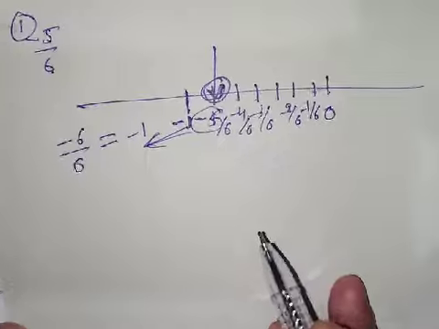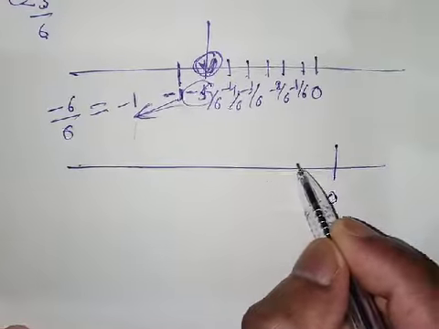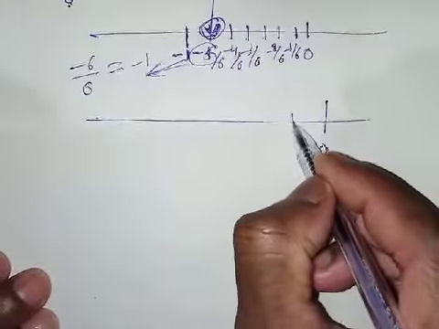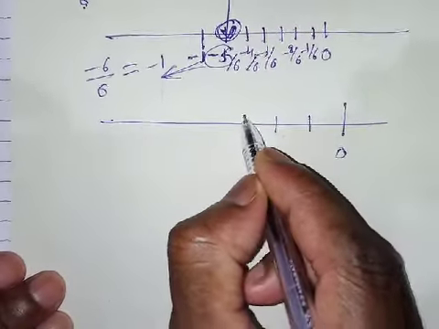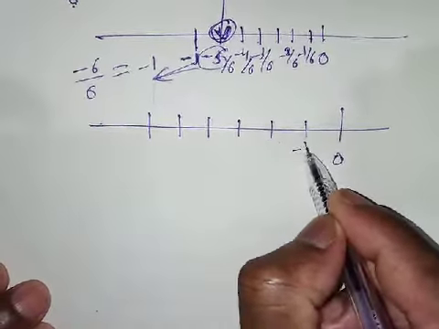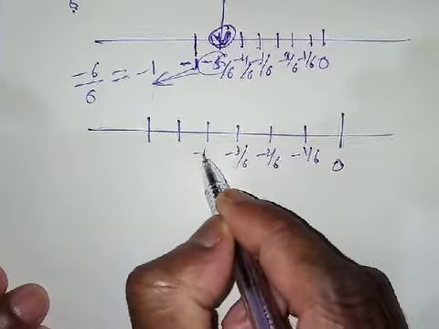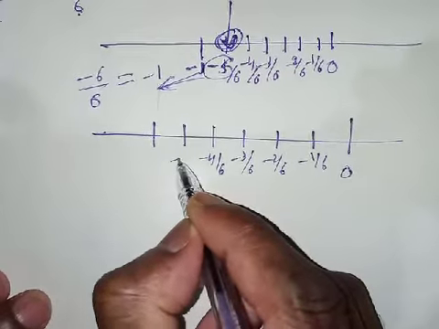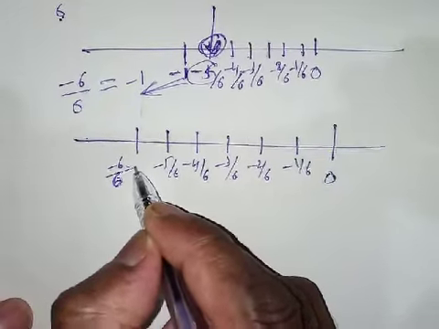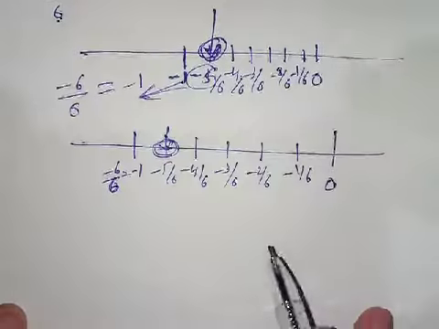Understand? I'll draw it again clearly. See here, again 0. You have to draw 6 equal parts since the denominator is 6. So 1, 2, 3, 4, 5, 6. What is this part? Minus 1 by 6, minus 2 by 6, minus 3 by 6, minus 4 by 6, minus 5 by 6. And minus 6 by 6 is equal to minus 1. So this is your minus 5 by 6.